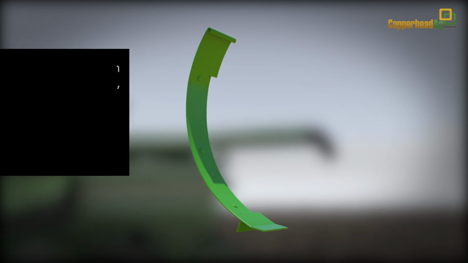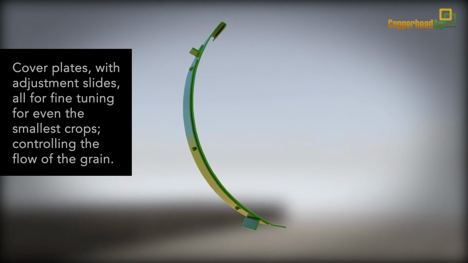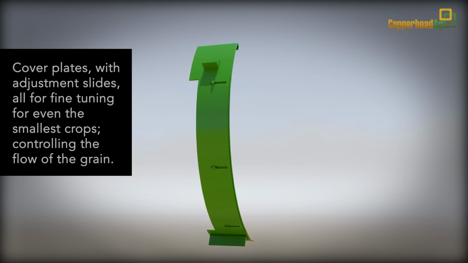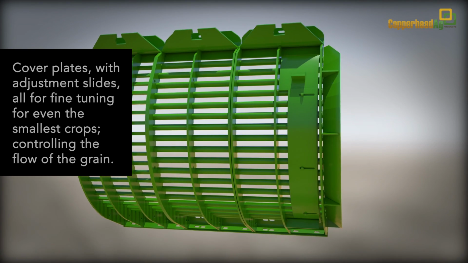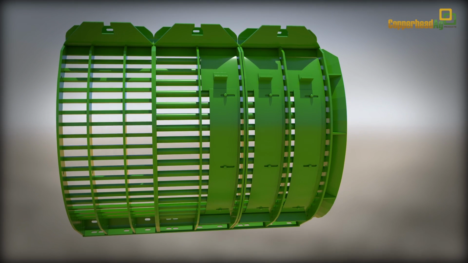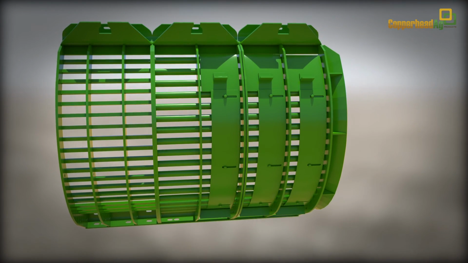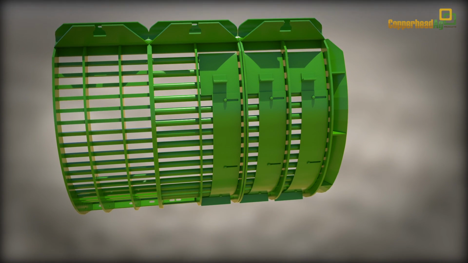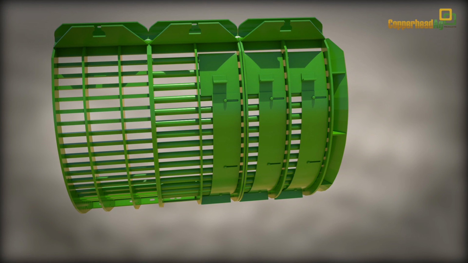Easily adjustable and removable cover plates allow this system to control the flow of even small grains out of the rotor, ensuring a proper thresh. Two in the first concave and one in the second section, these cover plates are built with adjustment slides for fine tuning, creating the most versatile concave system on the market today.